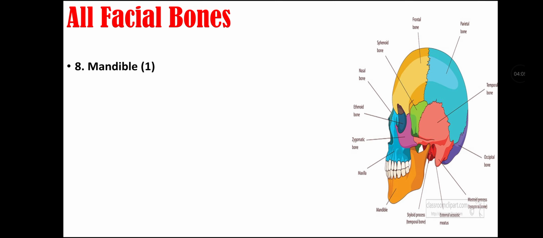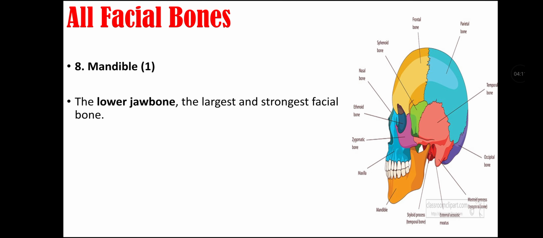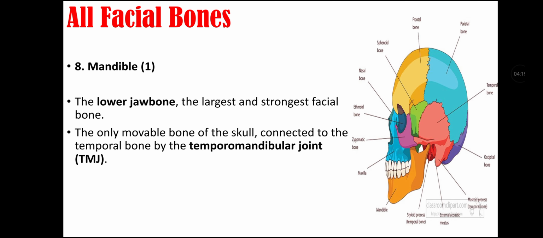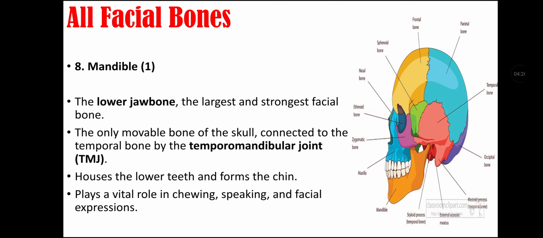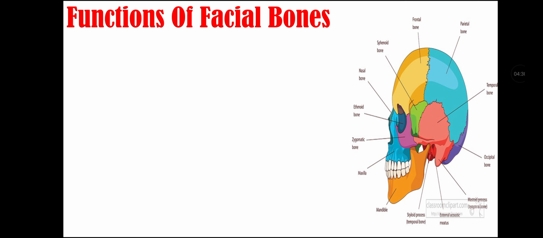Next facial bone we have is mandible, that is also unpaired bone, that means there is 1 mandible in every skull. It is the lower jaw bone that is the largest and strongest facial bone. It is the only movable bone of the skull that is connected to temporal bone by temporomandibular joint. It houses the lower teeth and it forms the chin. It plays a vital role in chewing, speaking, and facial expression.